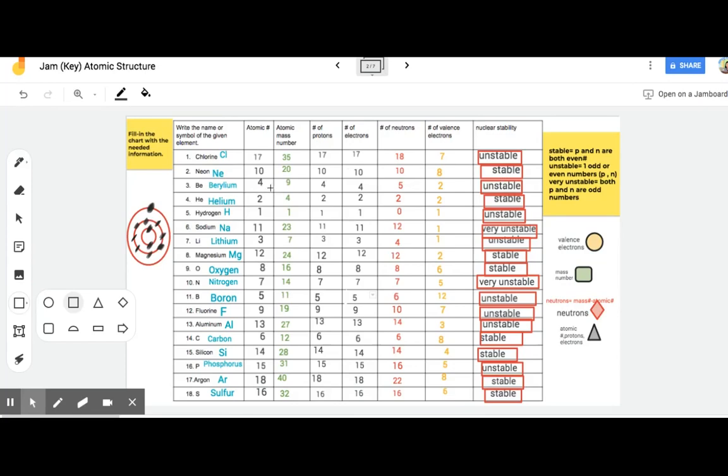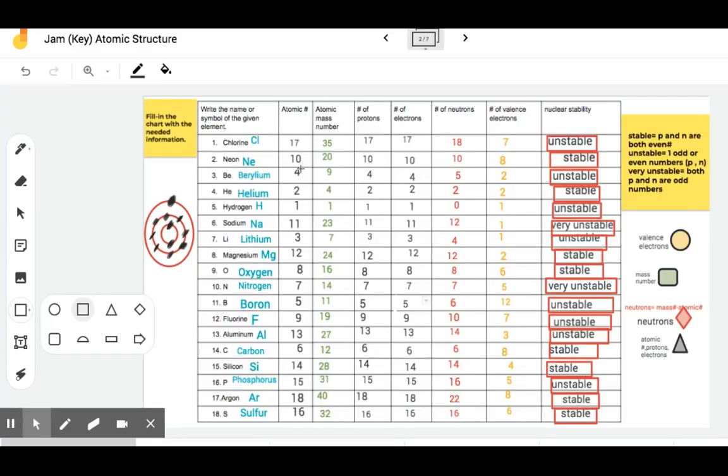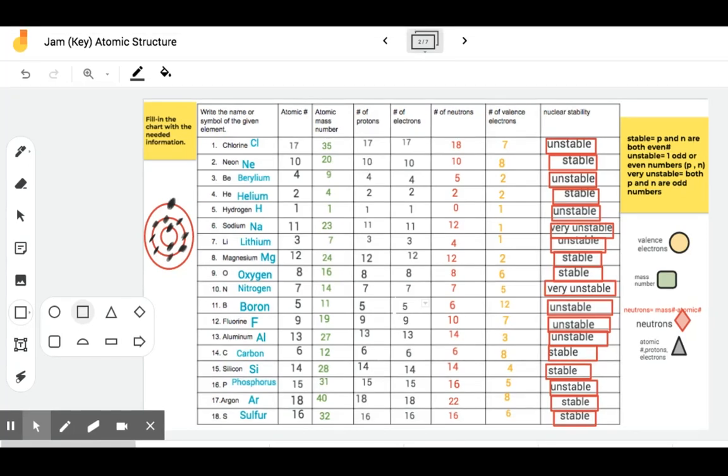If we're going to have another example here, if you have neon as an element that has an atomic number of 10, mass number of 20, the number of protons is also 10 because it's the same as atomic number, as well as the number of electrons. And if you subtract 20 minus 10, you will get 10 for the number of neutrons.